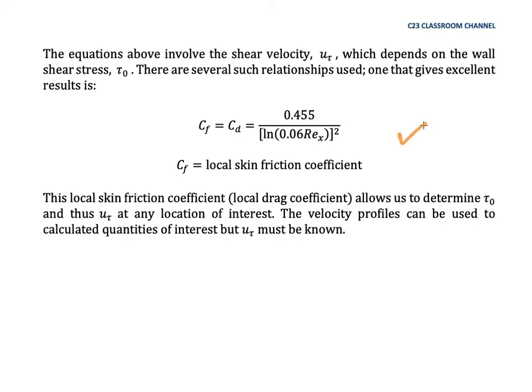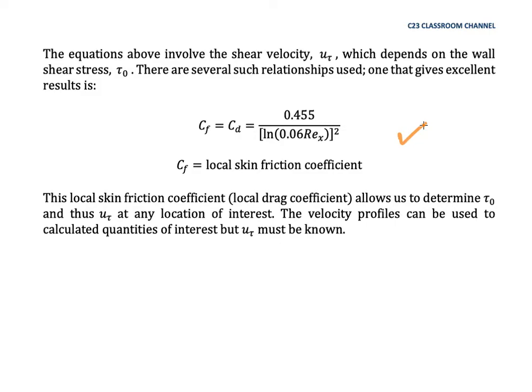So if you read in a textbook, you will find that there are a lot of correlation methods that were used by previous researchers. But to simplify this one, we use the very common assumption for the CD, the local skin friction coefficient. So the local skin friction coefficient that can be used to represent the empirical form is shown in the slide, which is 0.455 over ln 0.06 Reynolds number squared.